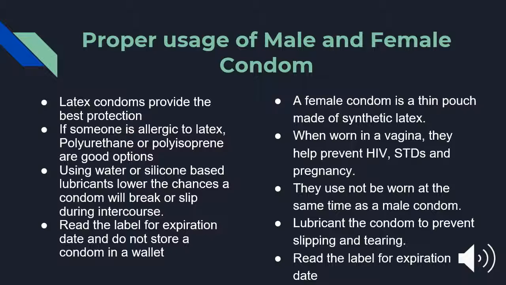Female condoms are a thin pouch made of synthetic latex. When worn in the vagina, they can help prevent HIV, STDs, and pregnancy. They cannot be used at the same time as a male condom because the friction can make the condom tear. Lubricating the condom can prevent slipping and tearing. Remember to read the expiration date.